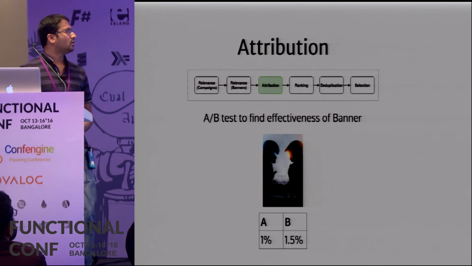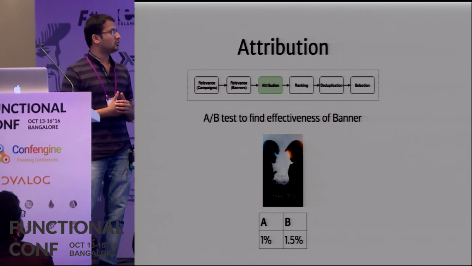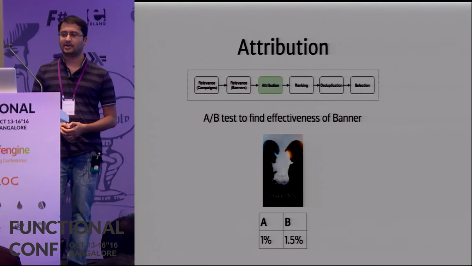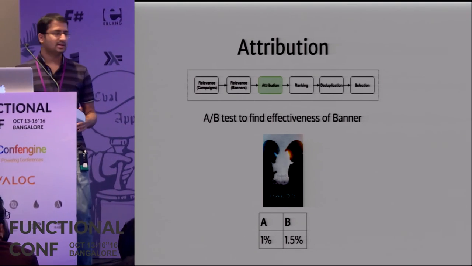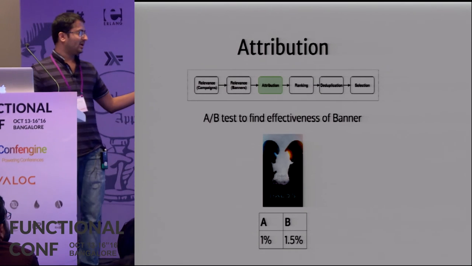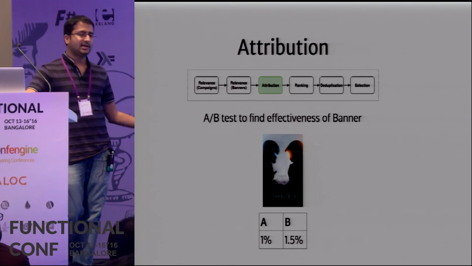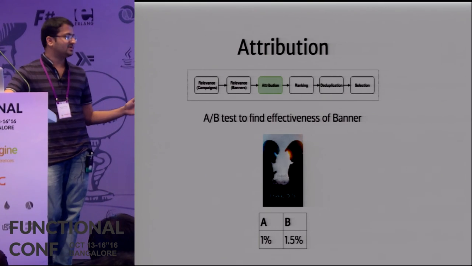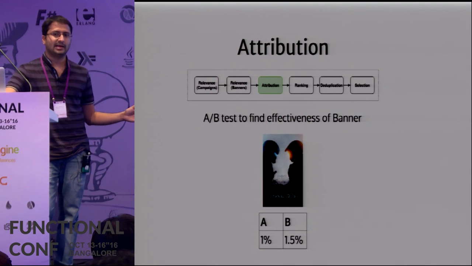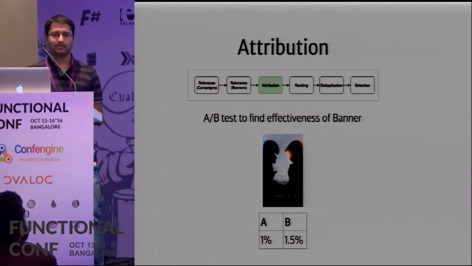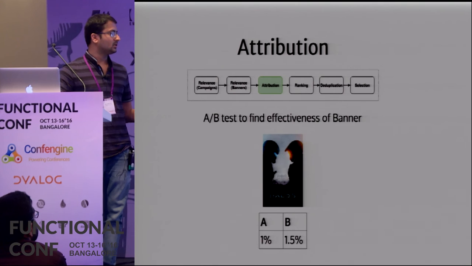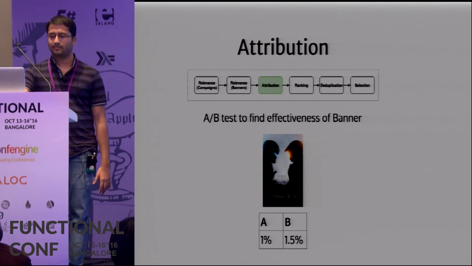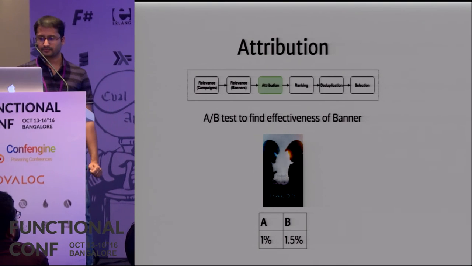And one of the things which I skipped earlier is attribution. So attribution here is like an A-B test to find out how effective an ad is. To give you an example, let's say there is a Halo ad and there is a group of people in A who have not seen the ad, and they are 1% likely to buy the game. And there is a group of people in B who have seen the ad and who are 1.5% likely to buy the game. So attribution here helps you in doing that A-B test and in measuring how effective the ad is after the end of the campaign.